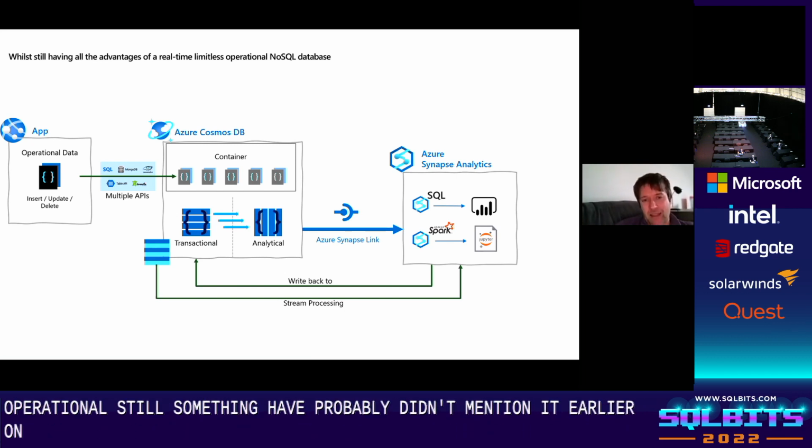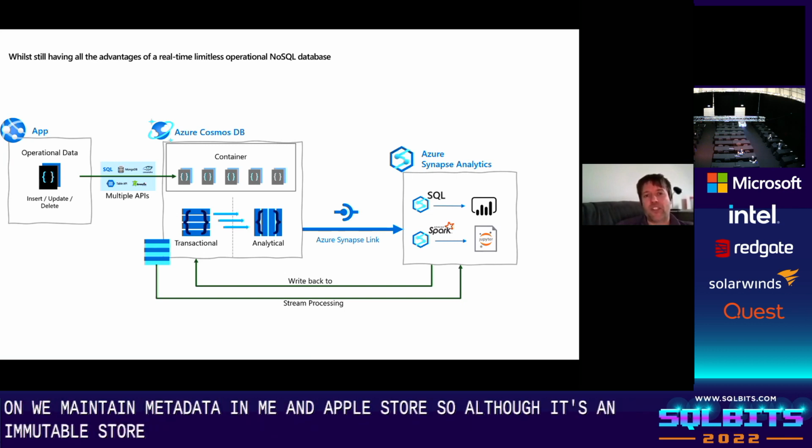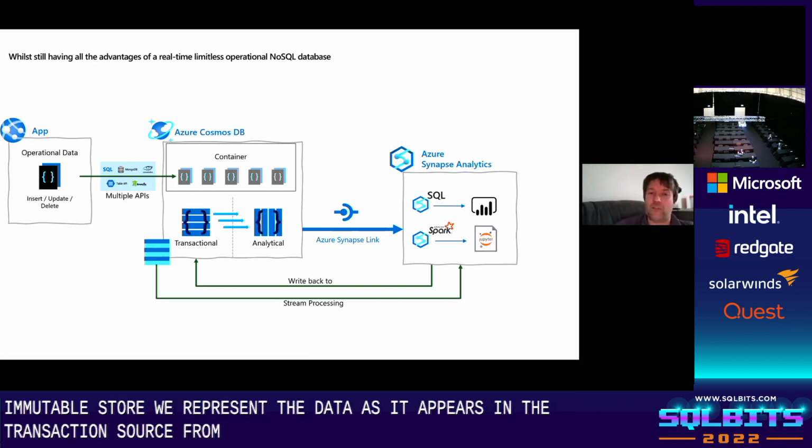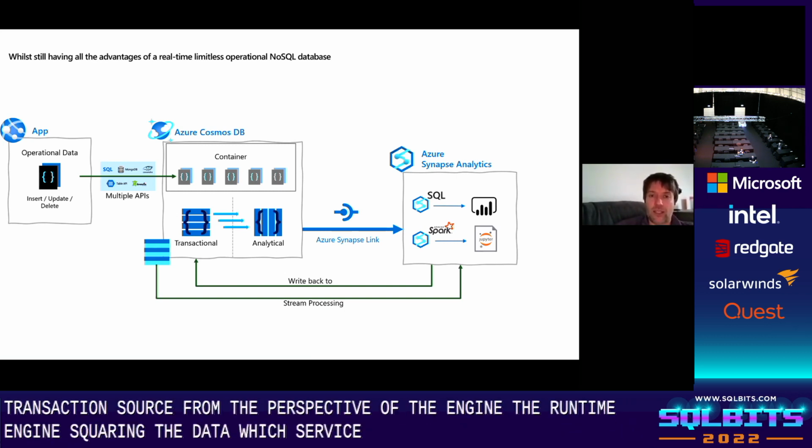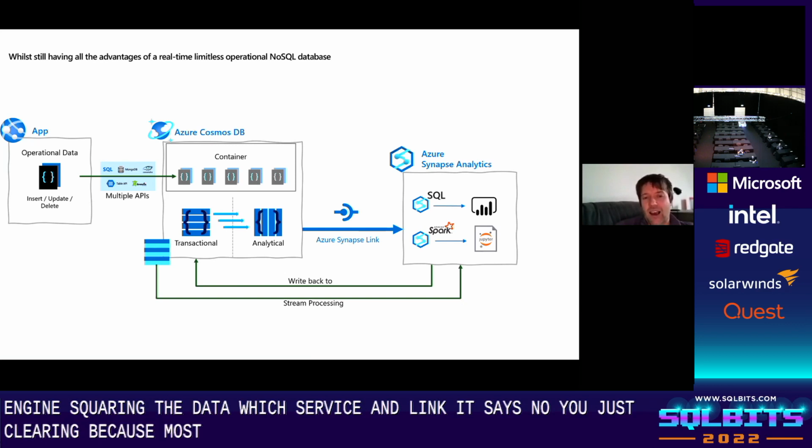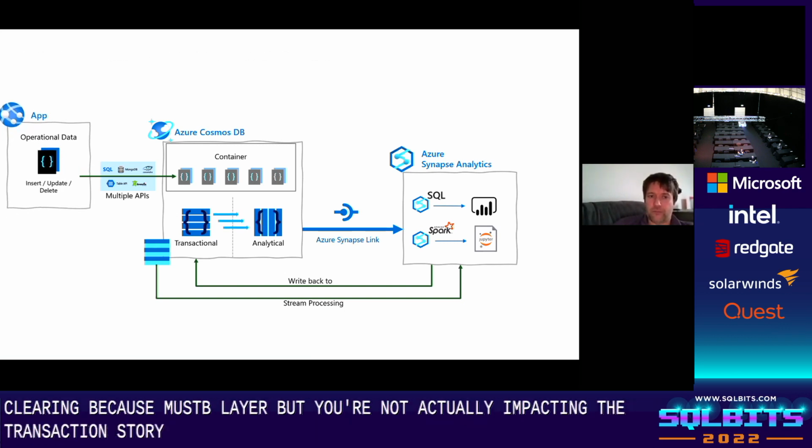Something I probably didn't mention earlier on. We maintain metadata in the analytical store so that although it's an immutable store, we represent the data as it appears in the transactional store. So from the perspective of the runtime engine that's querying the data, which is serviced through Synapse via Synapse Link, it's as though you're just querying the Cosmos DB layer, but you're not actually impacting the transactional store itself.